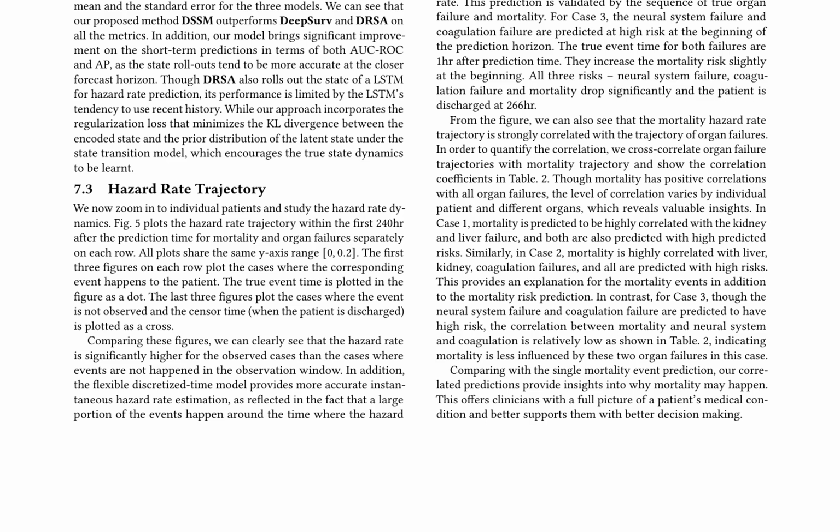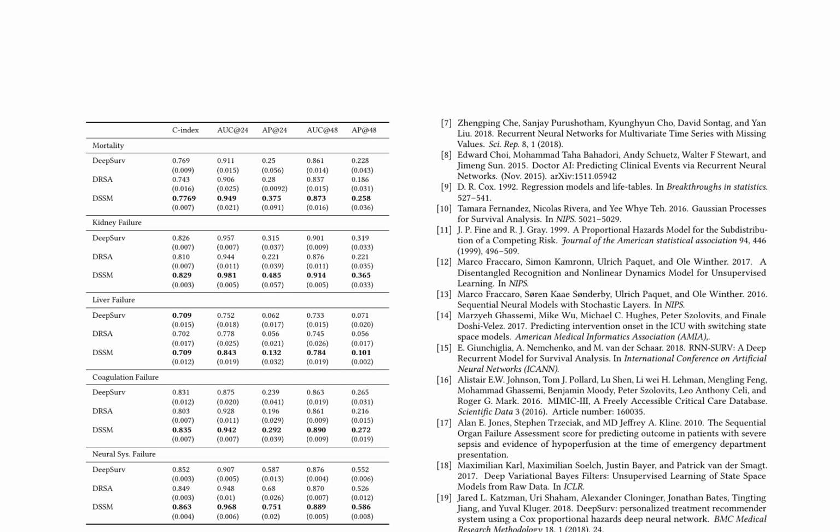A novel deep latent state space generative model is proposed to capture the relationships between patients' mortality risk and associated organ failure risks in critical care settings. By leveraging sequential neural models with stochastic layers, the model predicts time to mortality with improved accuracy. A new formulation of the hazard rate function is introduced to fit general discrete-time survival distributions of observed events. The model outperforms state-of-the-art baselines, including DeepSurv, DRSA, and DSSM, in predicting mortality and organ failure risks.